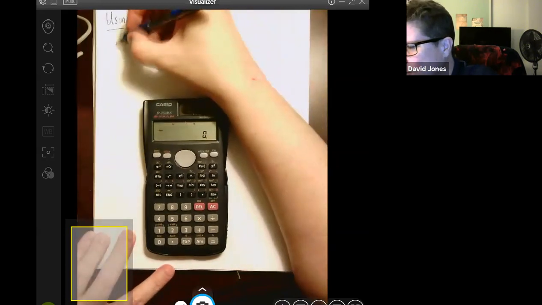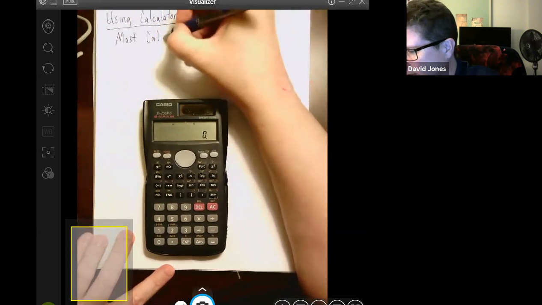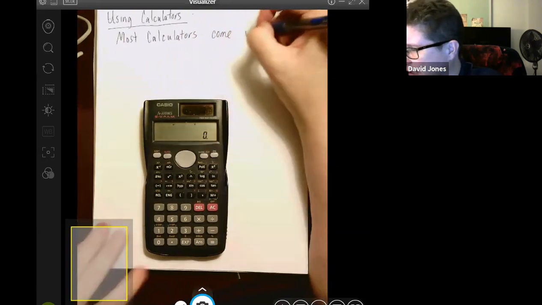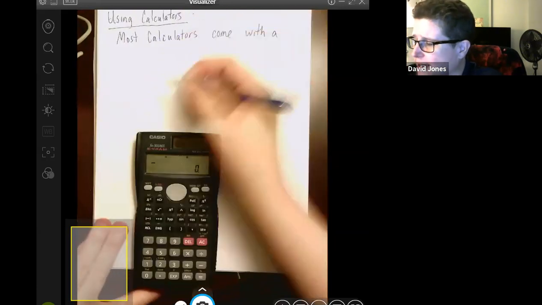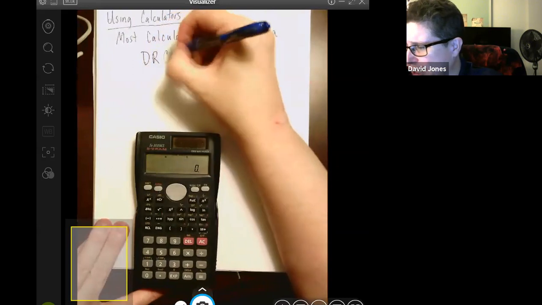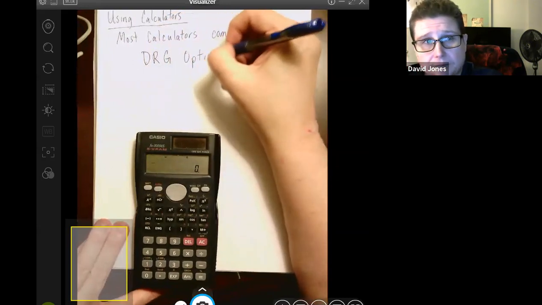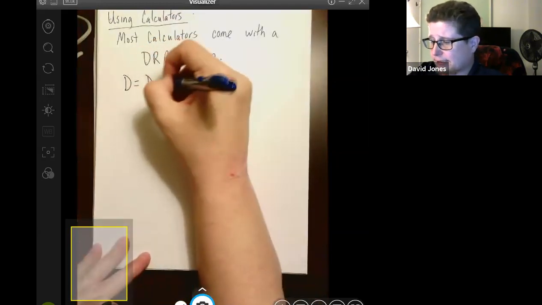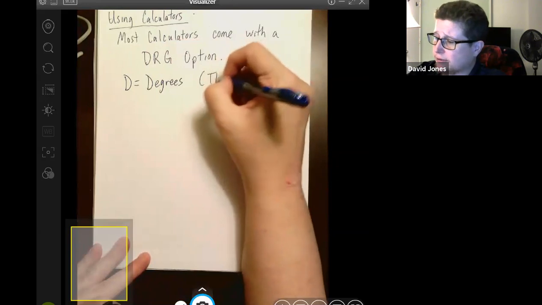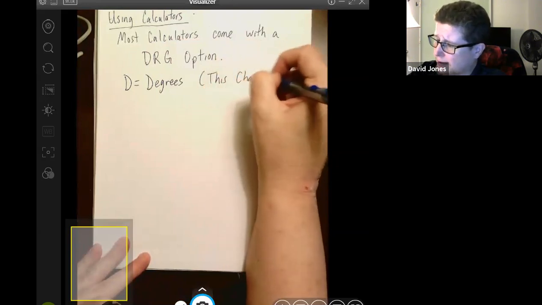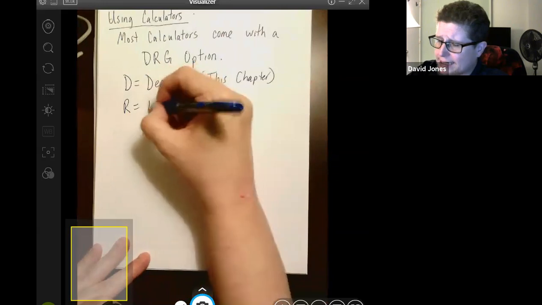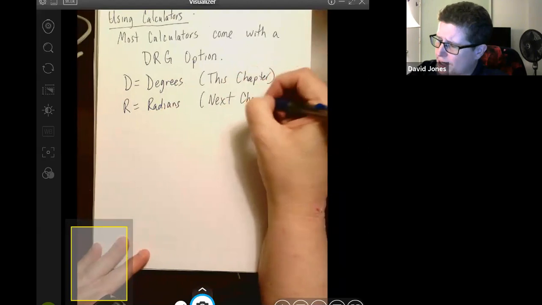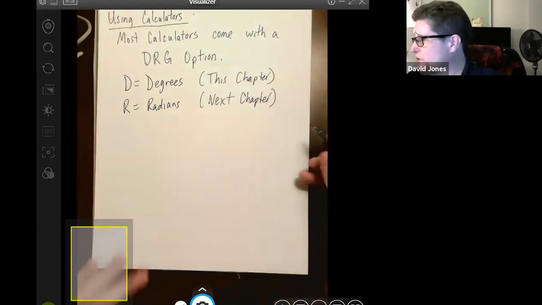It's important to know most calculators come with a DRG option. D is for degrees, which is this chapter. R is for radians, which is next chapter. And we use these a lot. These are the 2 we use.